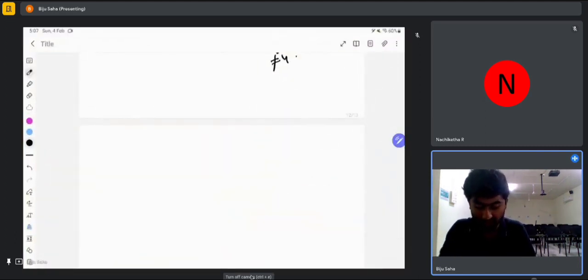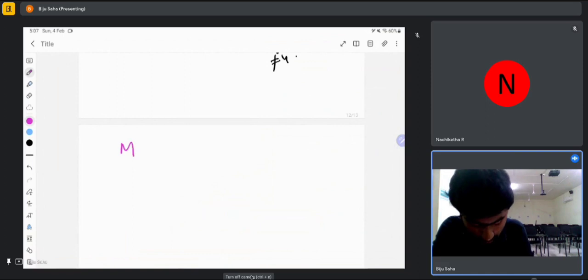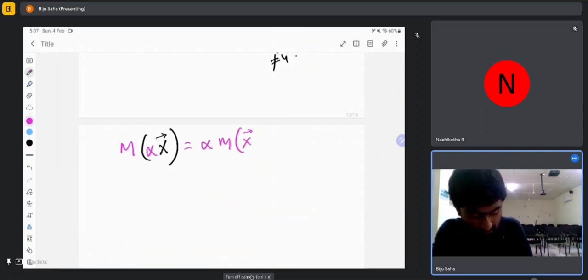From the definition of a linear operation, suppose M is an operation which is being performed on a vector x, and if I were to multiply the vector by a constant, let's say alpha, then if the same operation is carried out, the result would just be modified as follows. So this is the criteria for an operation to be linear. Let us see whether this criteria is being satisfied or not. This is the criteria for operator M to be linear.